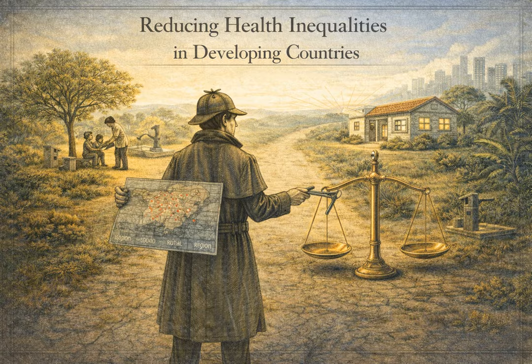Strengthening primary health care is central to equity improvement. Community-based interventions can bridge geographic and social gaps. Social protection policies can indirectly improve health outcomes. Governance quality strongly influences program success.